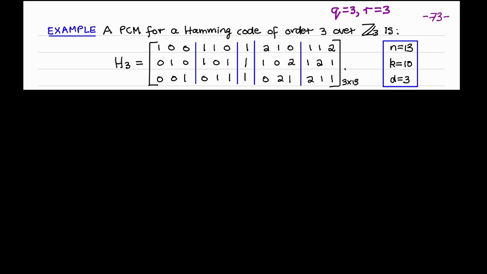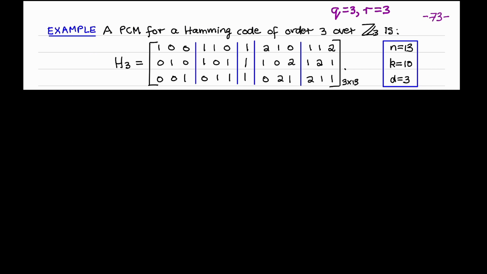Let's take a look at an example. We'll construct a parity check matrix for a Hamming code of order 3 over Z3. So here, the alphabet size is 3, the order is 3. The length of the code should be n = 13, its dimension is 10, and the distance should be at least 3.